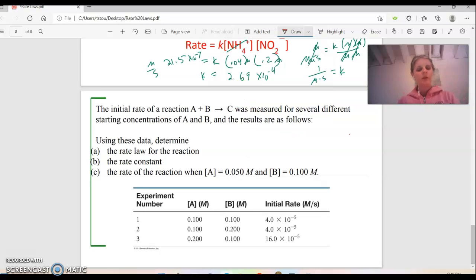So I've got my data down below, and I'm trying to find the rate law. Here's my generic equation. So when I find the rate law, I'm going to write out the generic part. Rate equals K times A times B. And I'm going to try to figure out what those exponents are, which is the power it is.